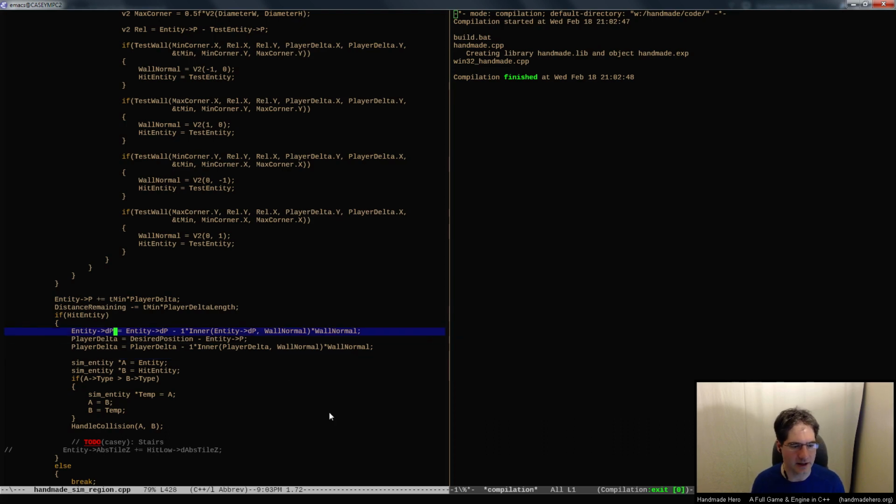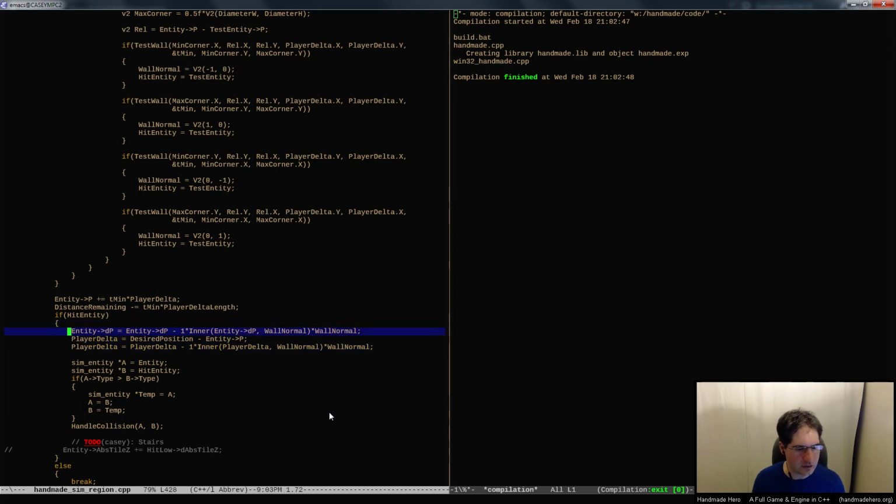So what we'll do here is we'll say, let's see, player DP. So we don't want to actually process any of these things at all, right? We don't want to change any of this player delta stuff. Desired position minus entity. Well, I guess we do want to update it. We just don't want to change its direction. Seems about right to me.